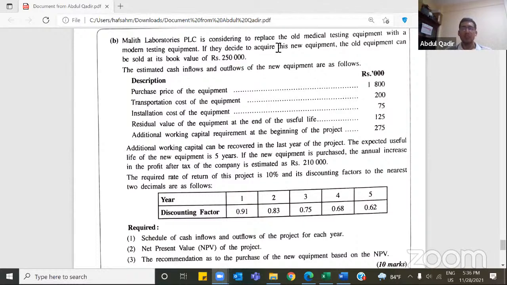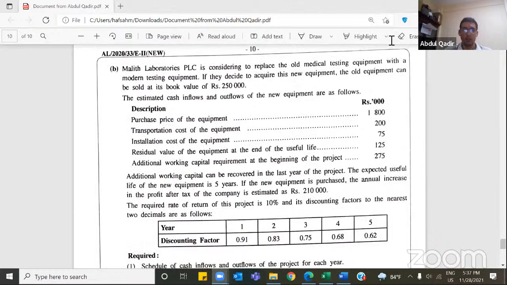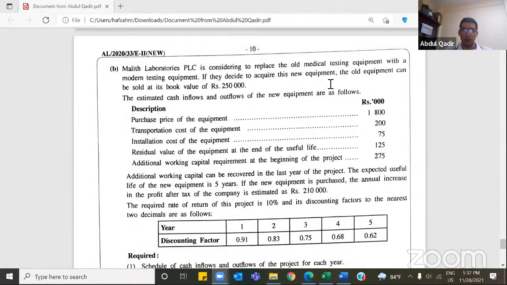Multi Laboratories is considering to replace the old medical testing equipment with a new modern testing equipment. So question, can you please explain 2018 MCQ 50? Okay. Let me come back to that once I do this question, right?